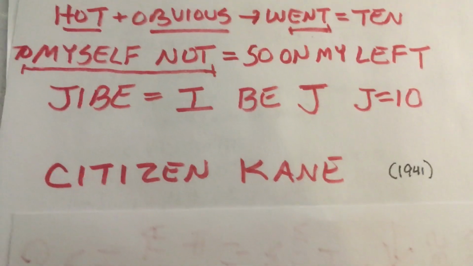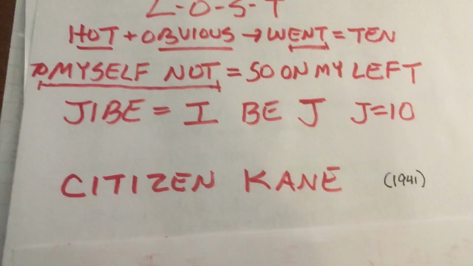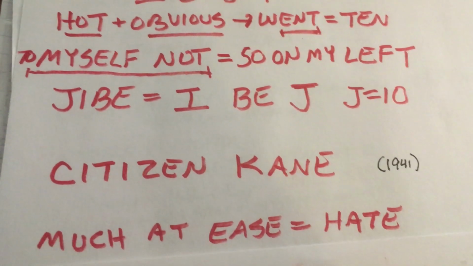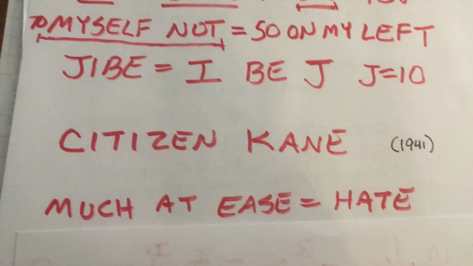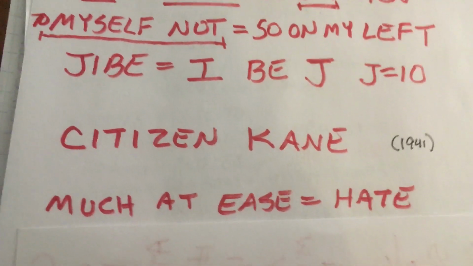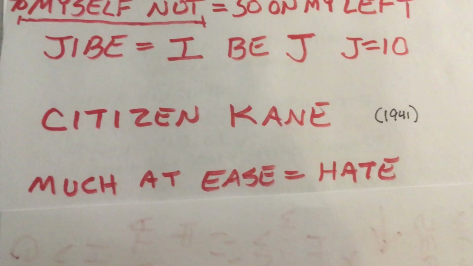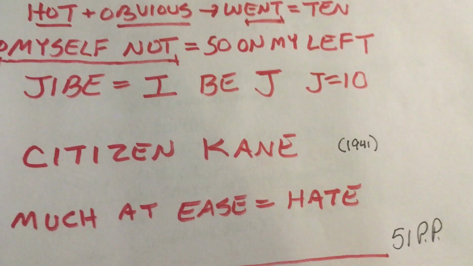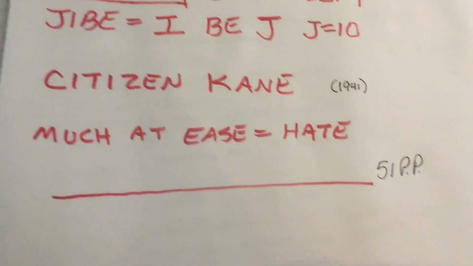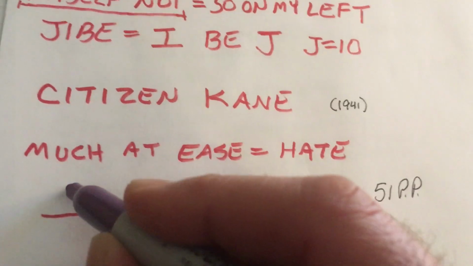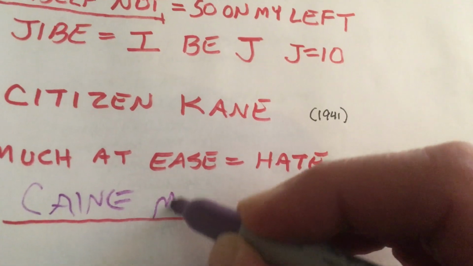Citizen Kane, which won an Oscar in 1942. It was a 1941 film. And then you have the word much at ease. Look at that, H-A-T-E, very easy to see. That's a clear message he's giving. And so hate and the cane would help you with what I consider to be the last story here. '51 Pulitzer Prize, The Caine Mutiny.